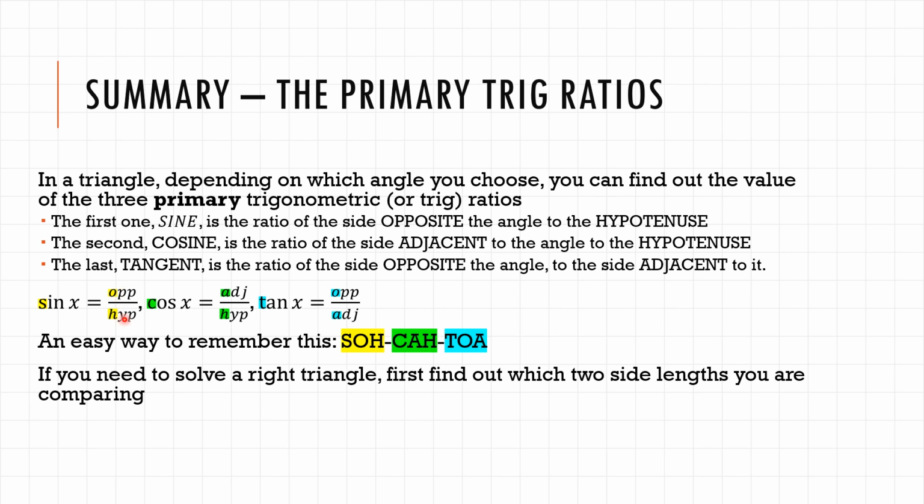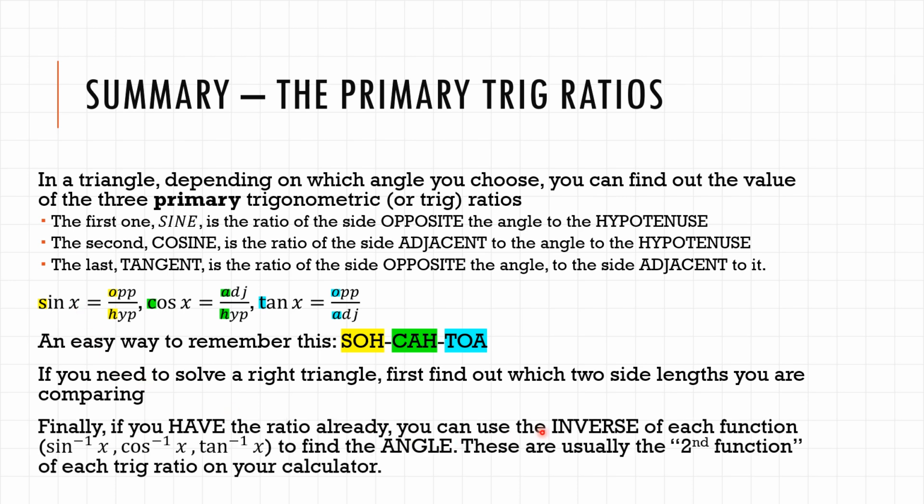If you already have the ratio, or if you have two side lengths already and you want to find out what the angle is, you can use something called the inverse function. And those look like this. They look like the ratios themselves, with a little inverse sign up top. Plugging in the ratio here would give you the angle in degrees. You can usually find these on your calculator by using the second function or the shift button and then pressing the ratio itself to get the inverse.